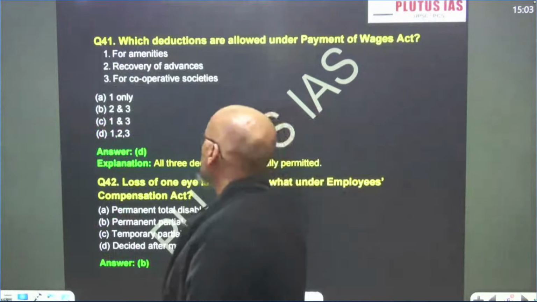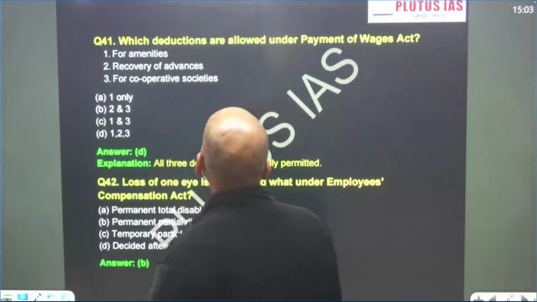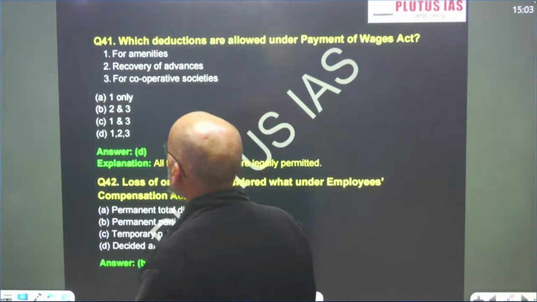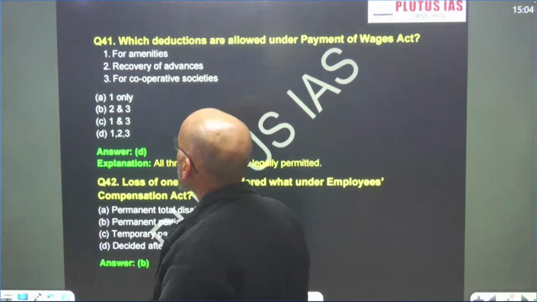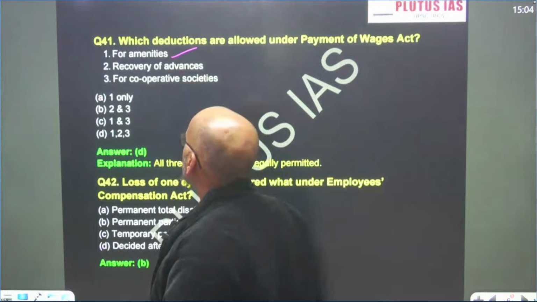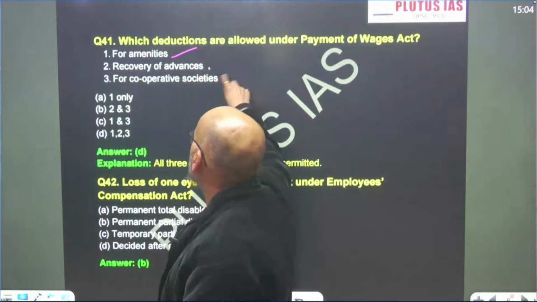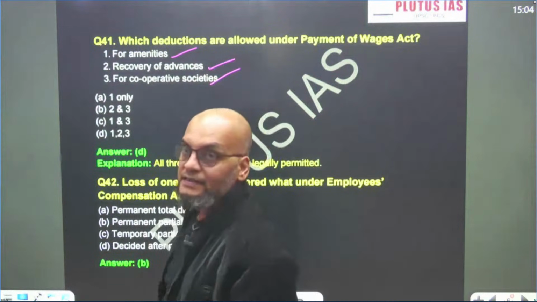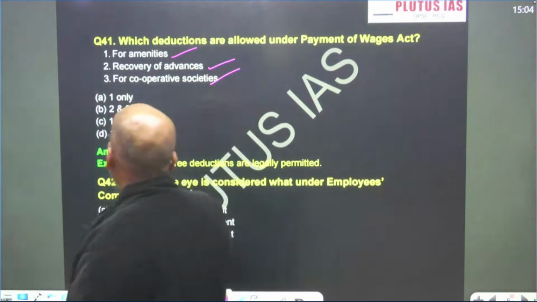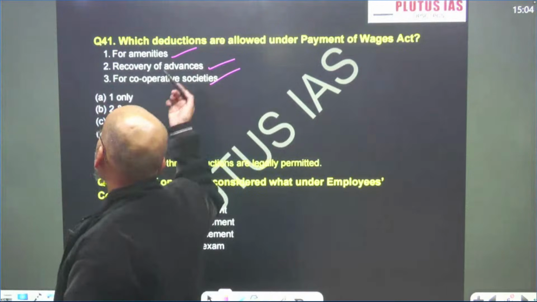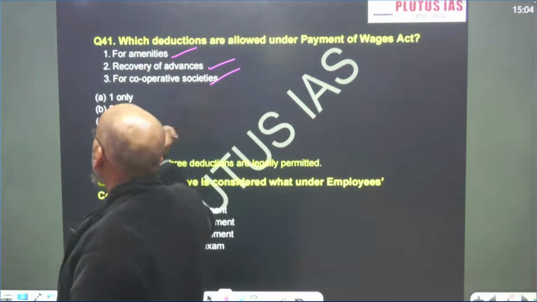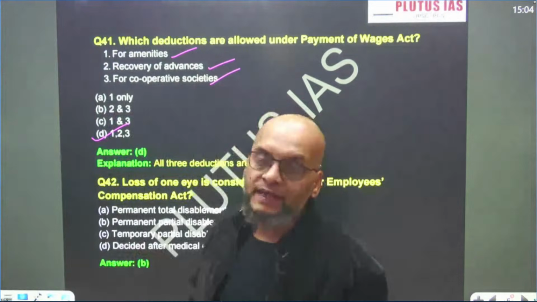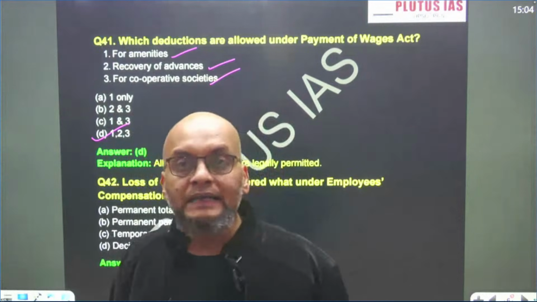Next question, question 41. Which deductions are allowed under the Payment of Wages Act? First is for amenities, yes, this deduction is allowed. Recovery of advances, yeah, this is also allowed. And for cooperative societies, yes, this is also allowed. So statements 1, 2 and 3, all are correct. So option D is correct here. Okay, because all these three deductions are legally permitted.